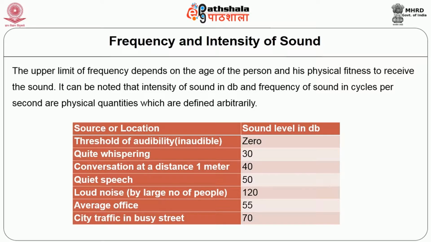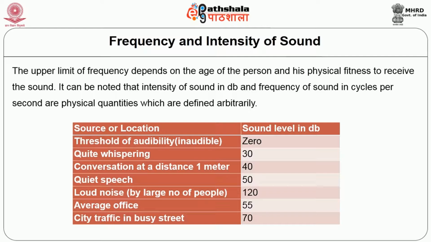The table shows some typical sound levels. Source or location and sound level given in decibels. Threshold of audibility is 0, that is, it is said to be inaudible. Quiet whispering is 30 decibels. Conversation at a distance of 1 meter is 40 decibels. Quiet speech is 50 decibels.